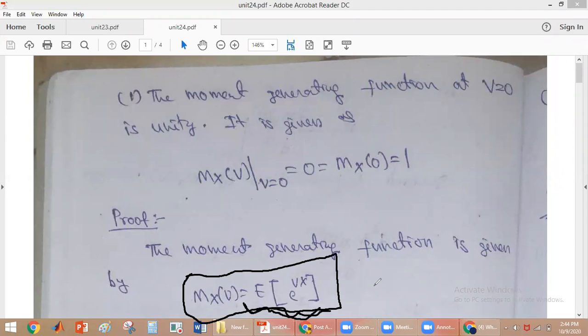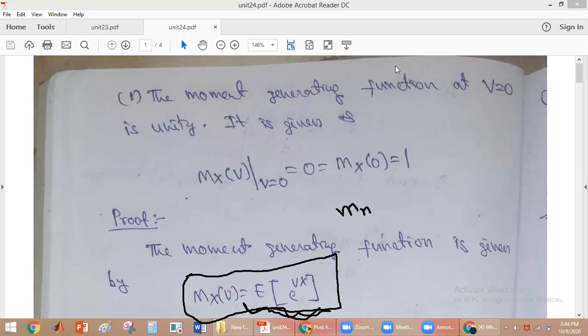And what is the importance of the moment generating function? The moment generating function is used to find the nth moment. To find the nth moment, we have two functions. The first one is the characteristic function, the second one is the moment generating function. Using these two functions, we can find the nth moment. Now we are discussing the properties of the moment generating function.